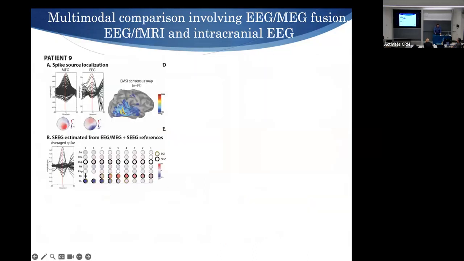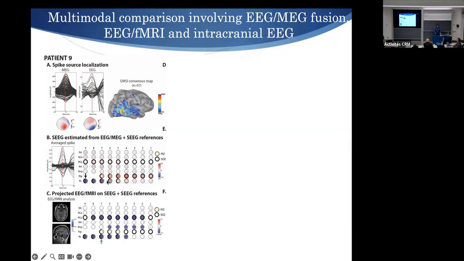So here is an example of a patient with a right posterior temporal epilepsy. So this is what we reconstruct from EEG-MEG. This is what we put in the SEEG space. So this is MEG in the SEEG space. And you see the black ring, the seizure-onset zone, and the yellow ring, the primary irritative zone, that was nicely coherent here. And this is what we get from fMRI.